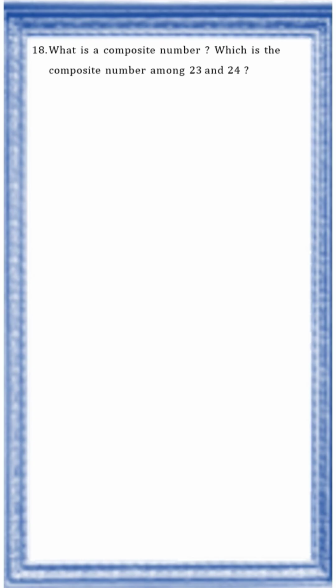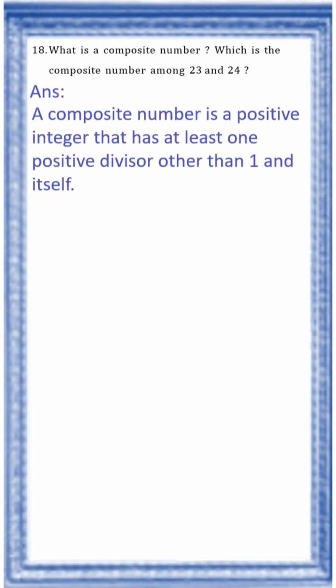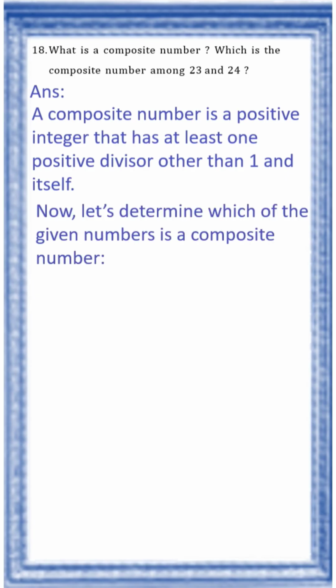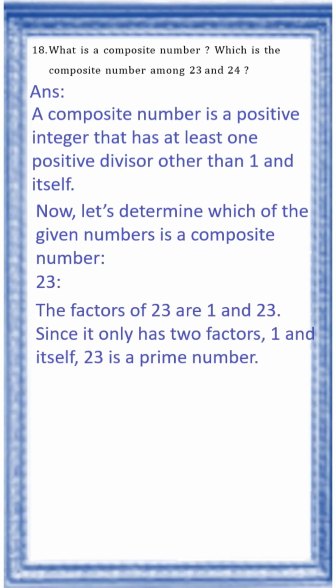Now 18th question. The question is, what is a composite number? Which is the composite number among 23 and 24? A composite number is a positive integer that has at least one positive divisor other than 1 and itself. Now let us determine which of the given numbers is a composite number. The first one is 23. The factors of 23 are 1 and 23. Since it has only 2 factors, 1 and itself, it is a prime number. It is not a composite number.